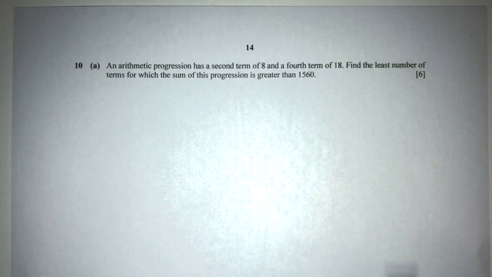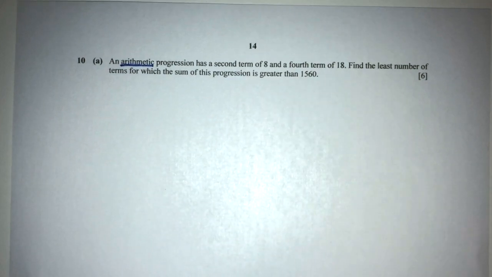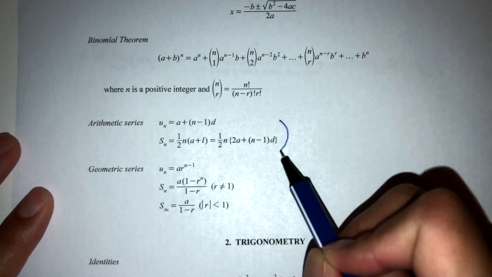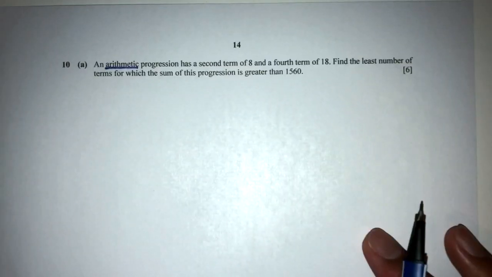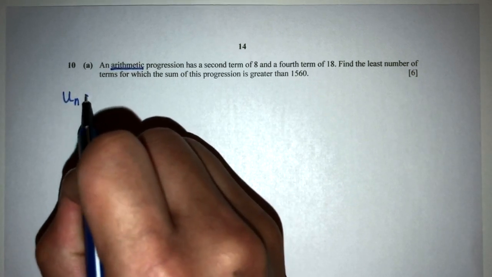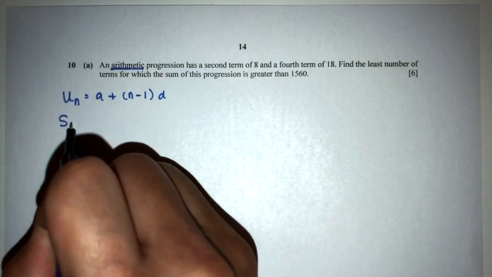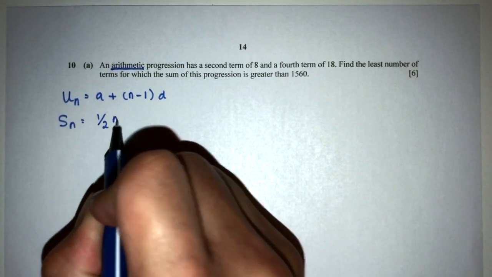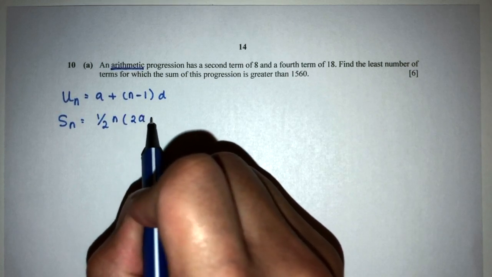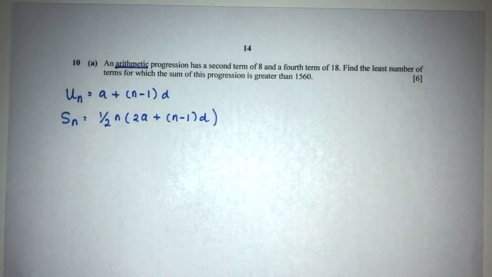Okay, so let's move on to question number 10. So here we have a progression. It is called the arithmetic progression. So whenever you see this, just go back to your sheet of formula. You will see that you can write this down on your page first thing first. So here we have the n term, which is given by this formula, which is a plus n minus 1 times d. The sum of the first n term will be half times n times 2a plus n minus 1 times d. Okay, that is the first thing we can do.